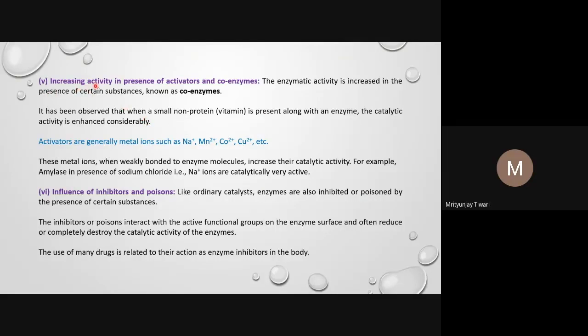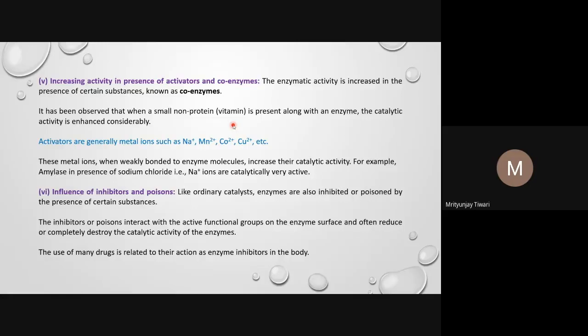The next characteristic of an enzyme is increasing activity in the presence of activators and coenzymes. The enzyme activity is increased in the presence of certain substances known as coenzymes. There is also another term, prosthetic group. It has been observed that when a small non-protein molecule like a vitamin is present along with an enzyme, the catalytic activity is enhanced considerably. Whatever the extra molecule that gets attached to the protein part of the enzyme and increases its activity is called a coenzyme.